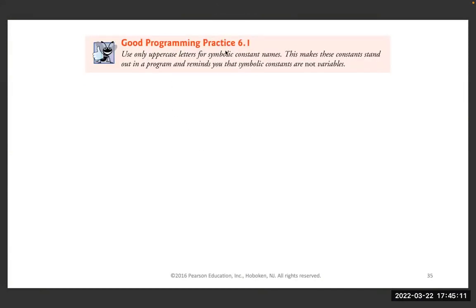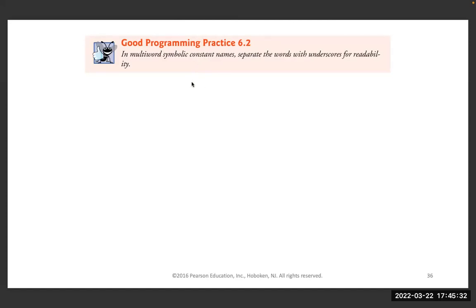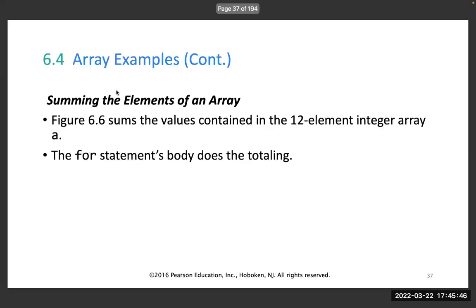I said before, for a constant name, always use uppercase letters, always use capital letters. Then we know this variable is a constant. In a multi-word symbolic constant name, separate the words with an underscore for readability. Okay, so now this is still summation.